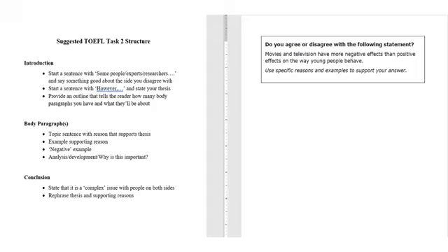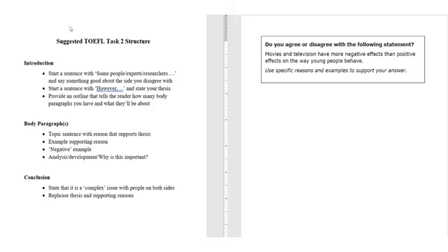And with the TOEFL, you don't really want to take a middle opinion. You definitely just want to take a strong agree or strong disagree, because it just makes it so much easier. And then finally, you're just going to provide an outline that tells the reader how many body paragraphs you have and what they'll be about.